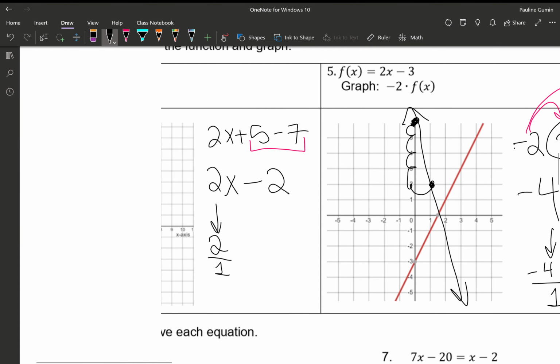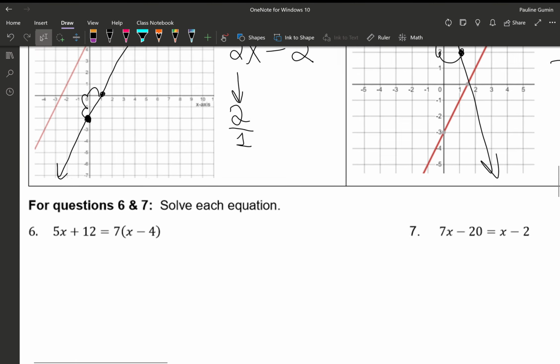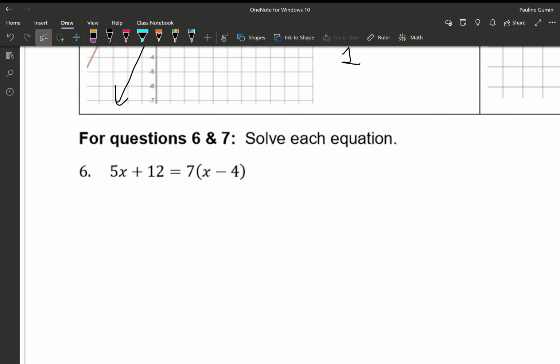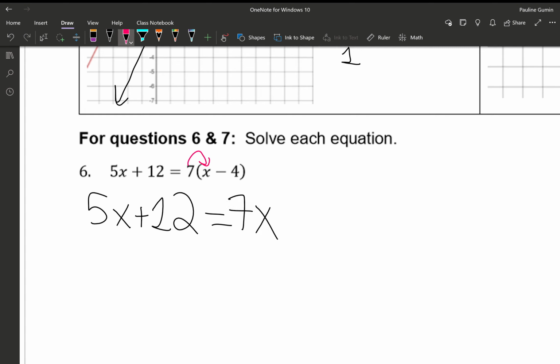Let's continue. Okay. Let's solve each equation. Let's start at number 6. The first thing that I see that needs to happen in number 6 is on the right side, I need to distribute. So my left side stays exactly the same, but let's see what happens on the right. 7 times x is 7x. 7 times minus 4 is minus 28. Beautiful.